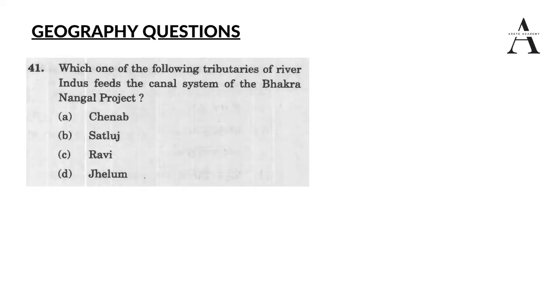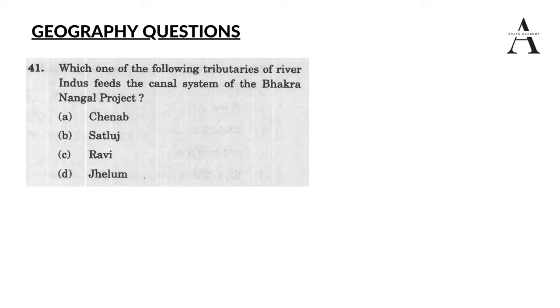The question is, which one of the following tributaries of river Indus feeds the canal system of Bhakra Nangal project? Option A Chenab, B Satluj, C Ravi and D Jhelum. These kinds of questions fall under the category of factual questions, and if you know the answer, only then you can mark it.